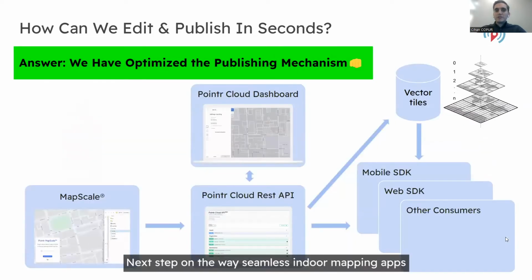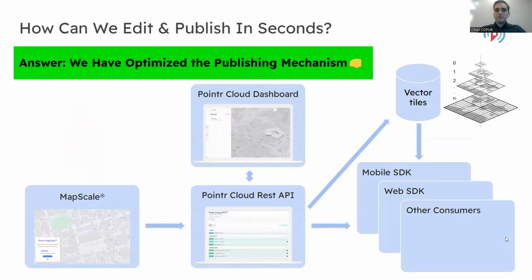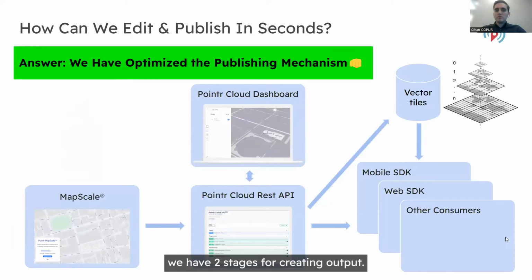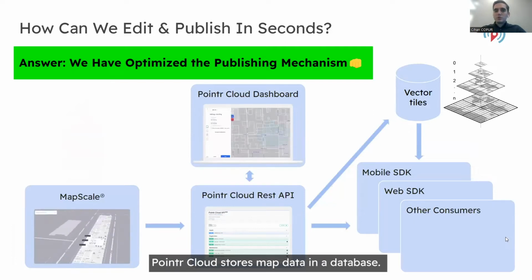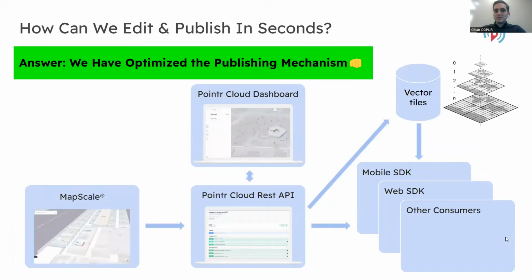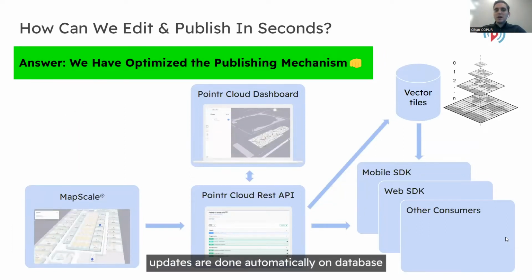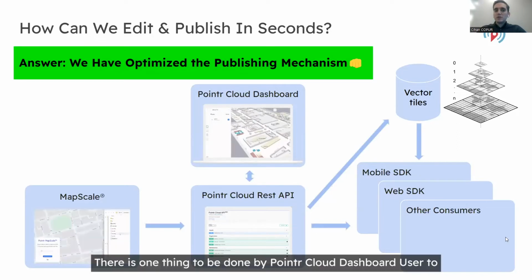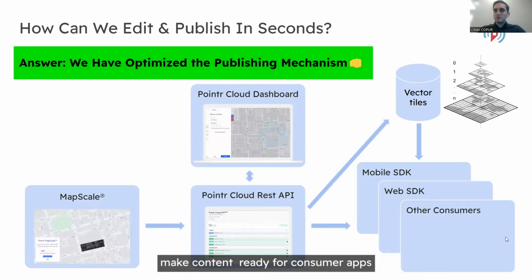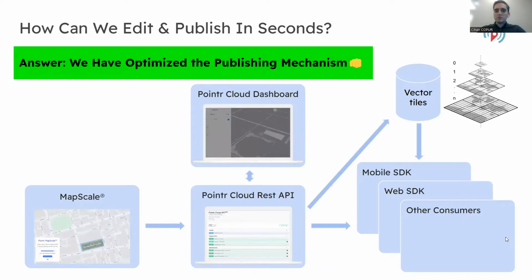The next step on the way to seamless indoor mapping apps is making map data ready for consumers. As you saw on the previous slide, we have two stages for creating output. Pointr Cloud stores map data in a database. While Pointr Cloud Dashboard users are editing something on the maps, updates are done automatically on the database. There is one thing to be done by the Pointr Cloud Dashboard user to make content ready for consumer apps. Just click Publish on the Pointr Cloud Dashboard.